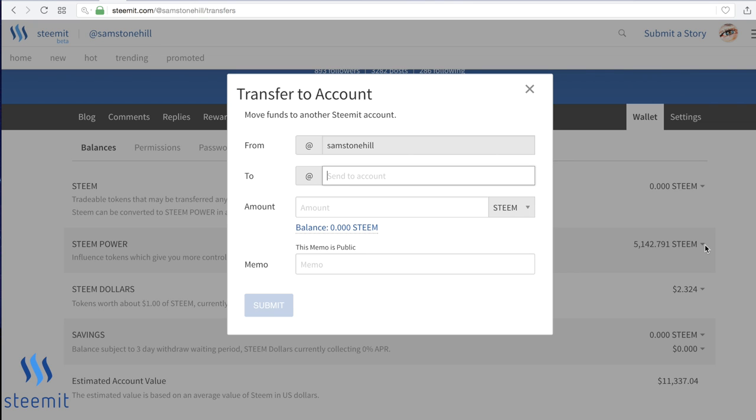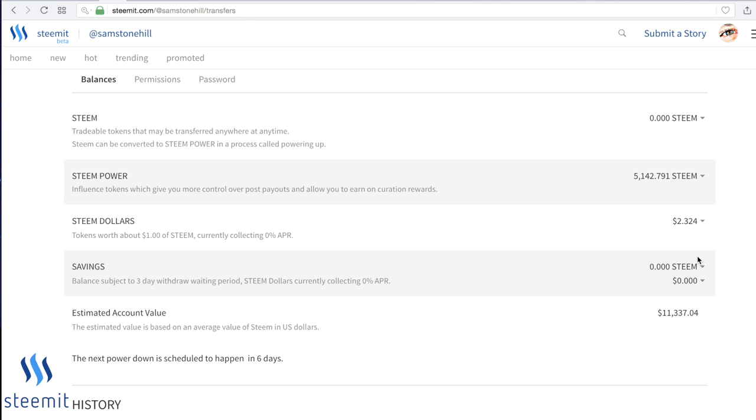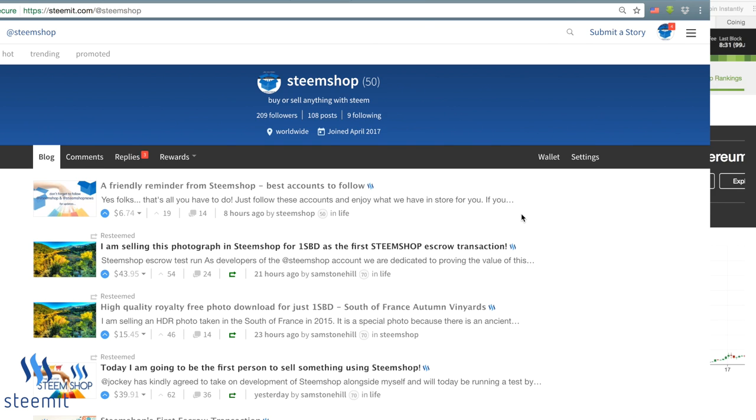From here, I can't instantly transfer it. So every week, 500 Steem, 1/10, comes into that. But at the beginning, guys, don't even think about spending. It's all about getting as much in that as possible because the value just keeps going up.